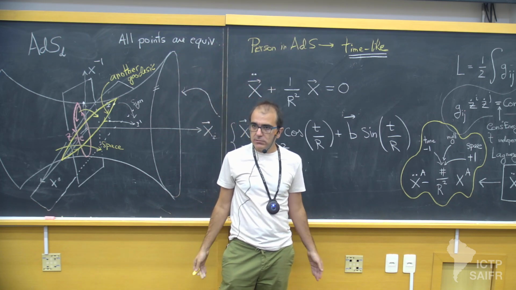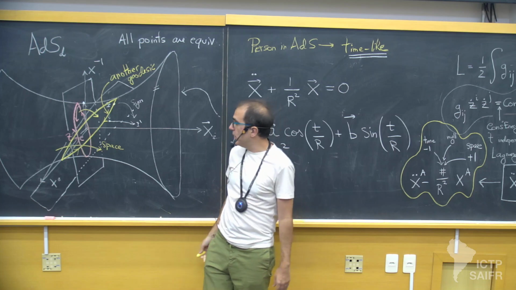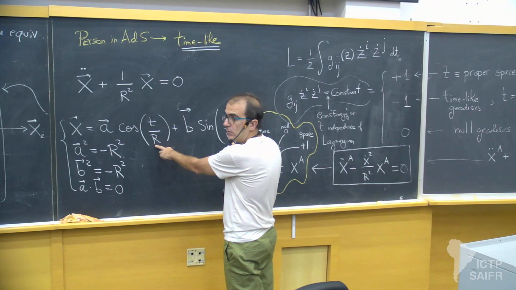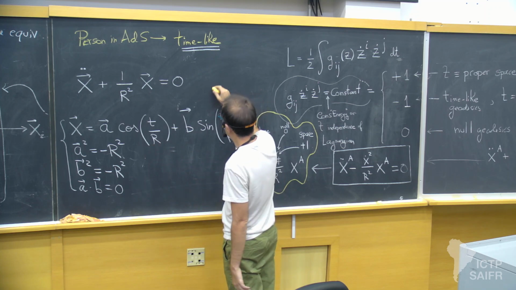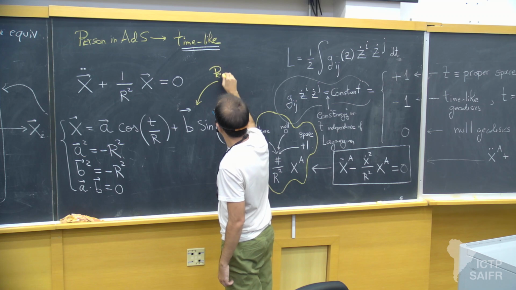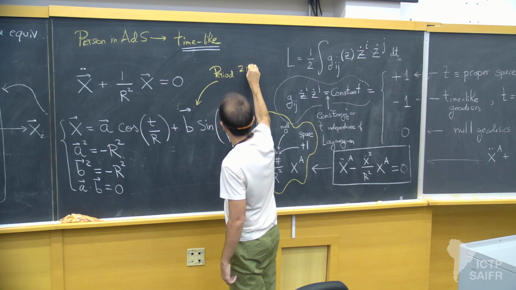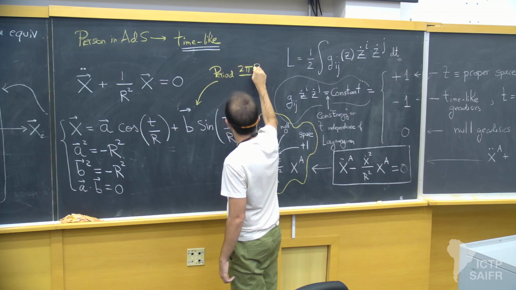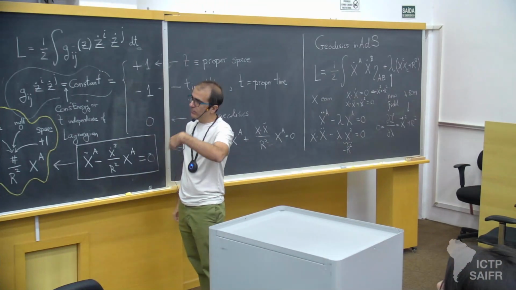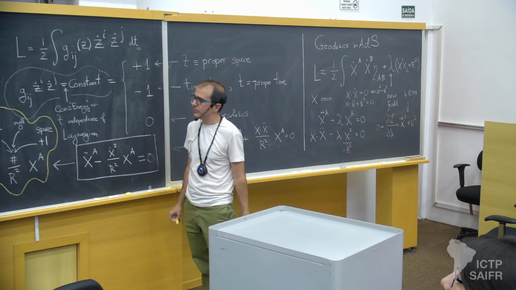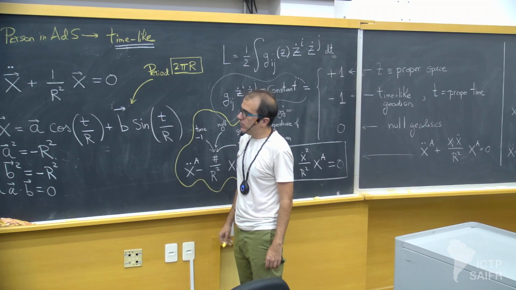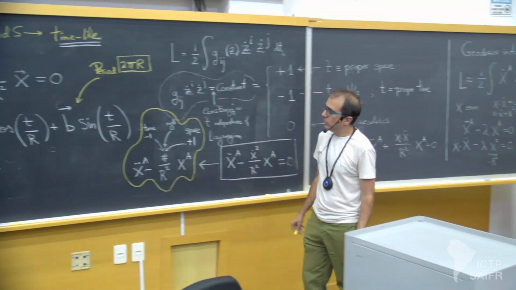What's the period? It's always the same. It's always 1 over r. You see, the period doesn't matter. All geodesics have the same period. All of them, the period of rotation is 2 pi times r. After 2 pi times r, this time t comes back to itself. Okay? So that's the period.